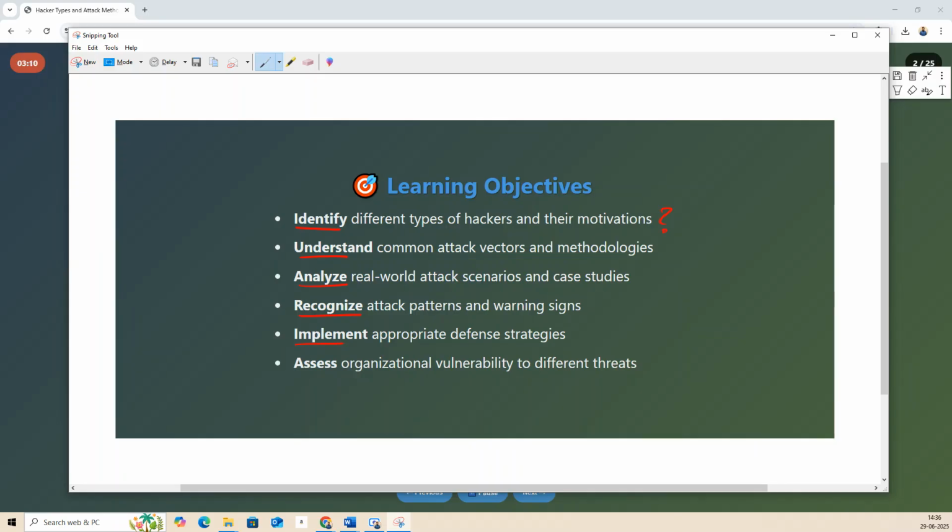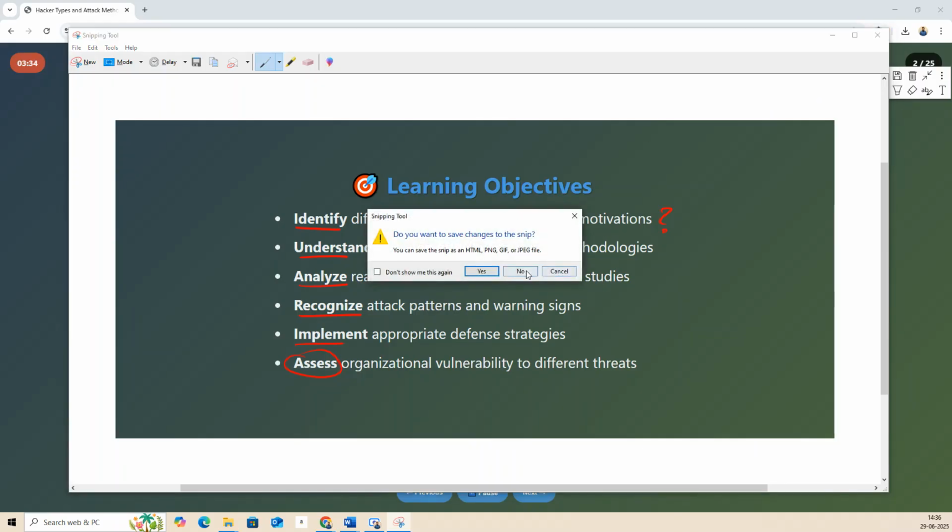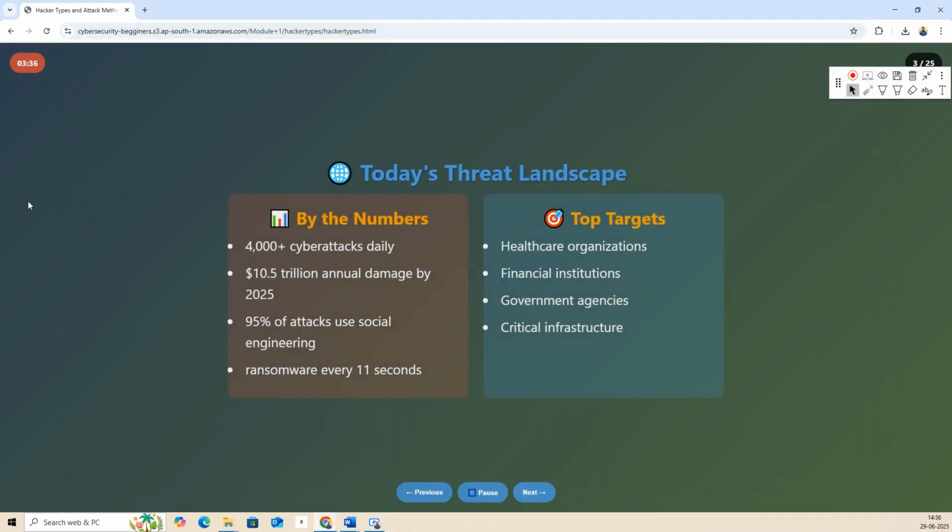And finally, you'll be able to assess your organization's vulnerability. You'll know where you are most at risk and how to prioritize your security investments. Are you ready to become a threat intelligence expert? Let's start with the current state of the battlefield. Let's move to the next slide and see.